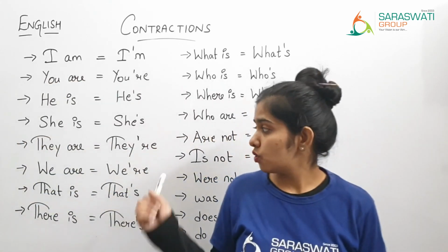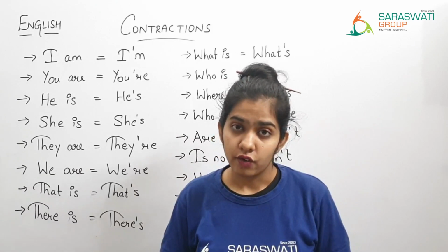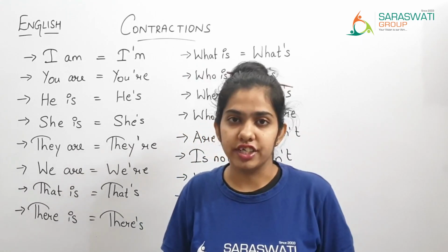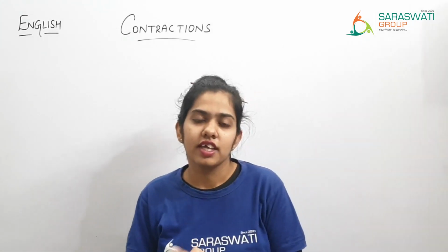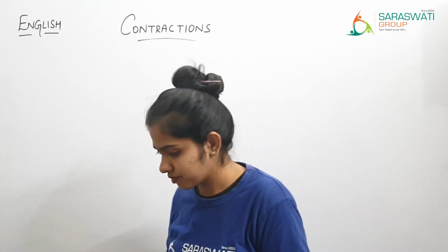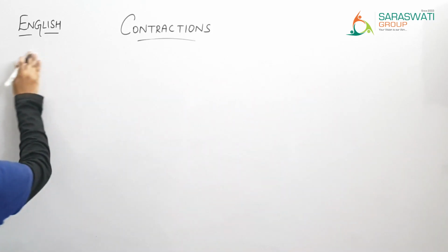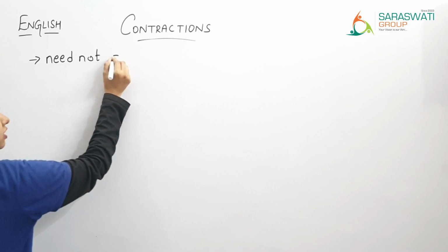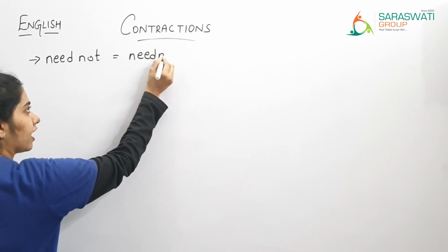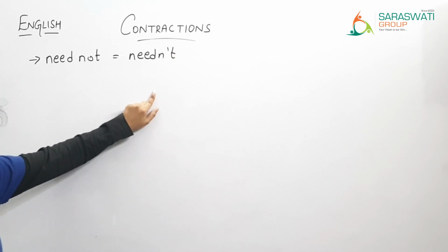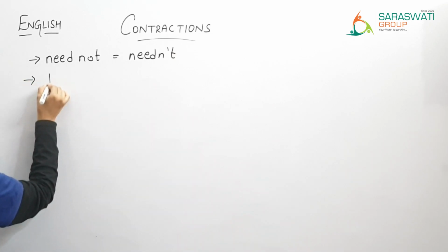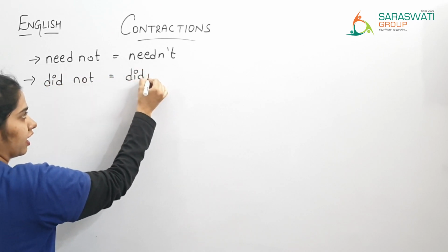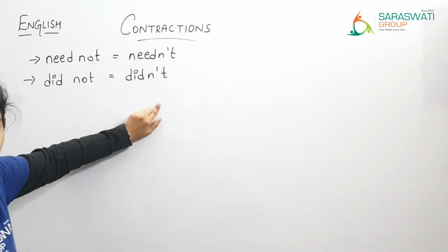Okay, so I hope that you have written down these contractions in your book, right? And now we will see some more contractions. Okay, now let us see another set of contractions. Need not: so need, then an apostrophe t, needn't. Then did not: so did, then an apostrophe t, didn't.